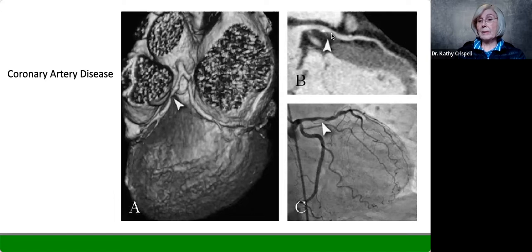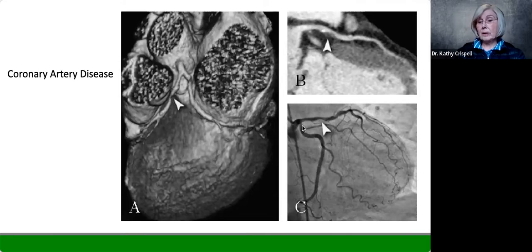And you see this black thing right here, and the lumen of the artery is narrowed right there. That's because this is a big cholesterol plaque that's narrowing the artery. And down here in image C is a coronary angiogram. And instead of the arteries being white, they appear to be black in this image.